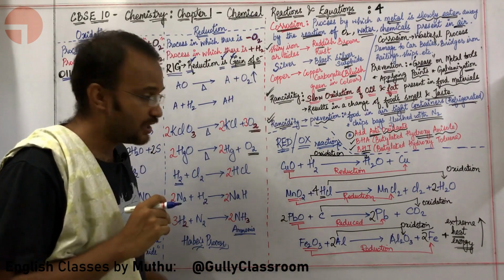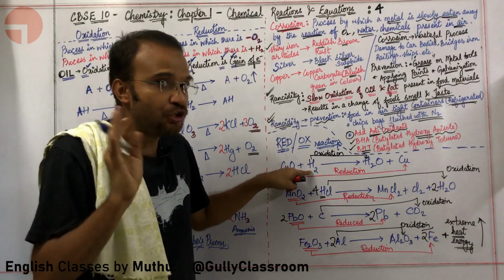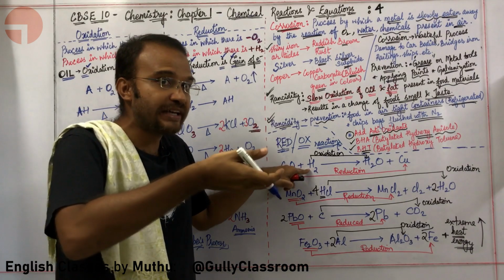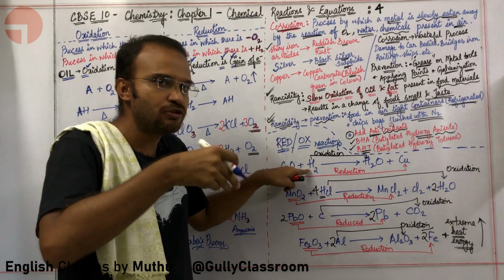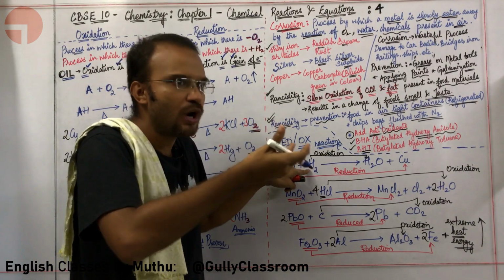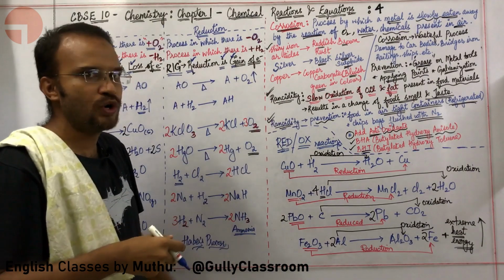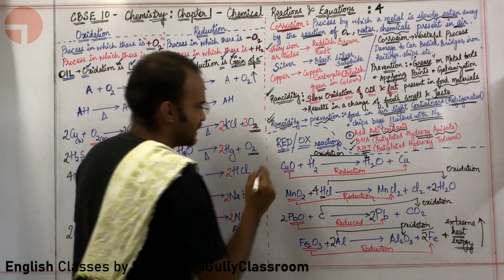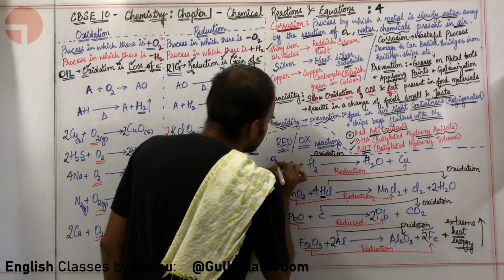Let me repeat myself. Oxidation is happening to H2. There is no doubt in it. But who is helping H2 to attain oxygen? Who is helping H2 in order for it to undergo oxidation? CuO is helping. So CuO can be called an oxidizing agent.